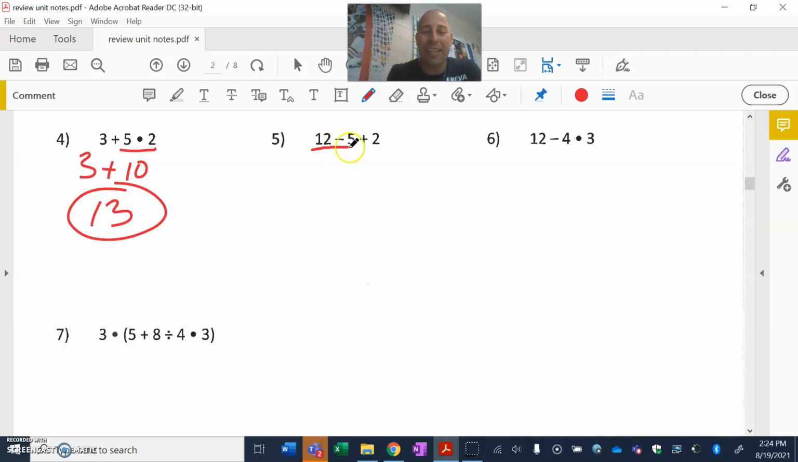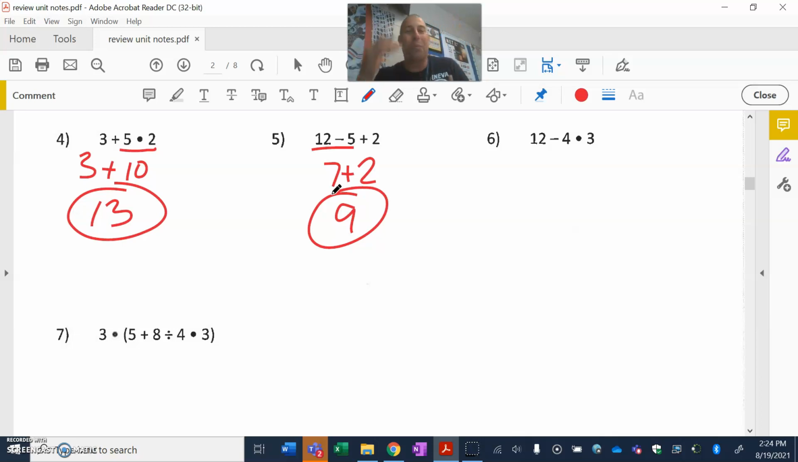So I'm going to underline that subtraction. We will do the subtraction first here. Remember, it's an or statement. Who showed up first? Subtraction did. 12 minus 5 is 7. 7 plus 2, yes, we get a 9. And there we go. We're ready to move on. In this one, we just worked from left to right. If you look back at question 4, we didn't work from left to right. So again, we've got to follow the order of operations.